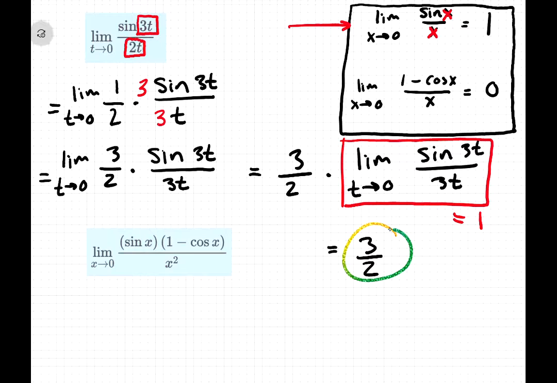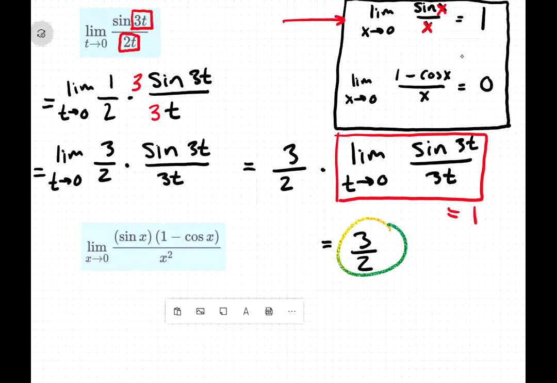Okay, so if the expression in your limit in some way resembles one or both of these two formulas up here in the top right, you may want to see if there's a way to manipulate things to make it not just resemble one of them, but be in exactly the same form. So if we look at this second problem down here, well, same thing. It looks like we've got a sine x and an x. We've got a 1 minus cosine x and an x.